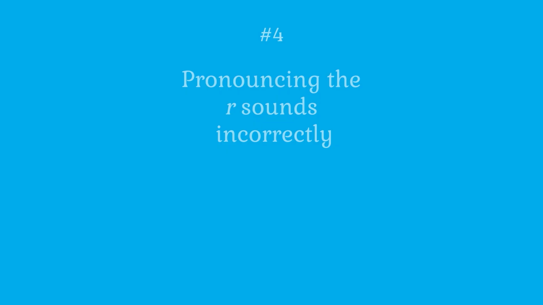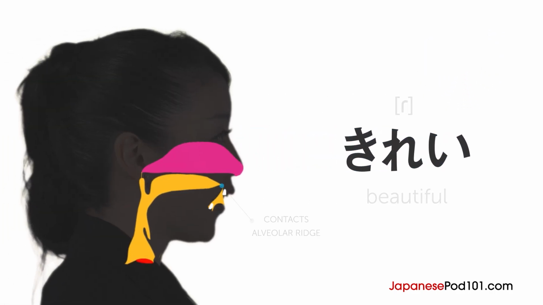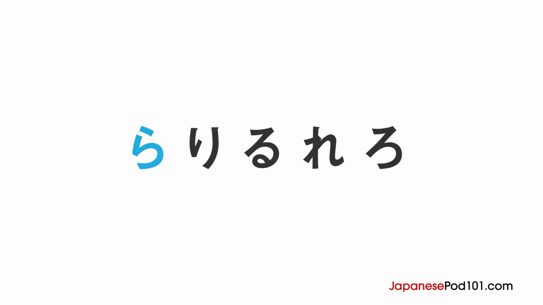Number 4. Pronouncing the R sounds incorrectly. Try to read this Japanese word out loud. Kirei, beautiful. Kirei, kirei. Did you pronounce it correctly? English native speakers often pronounce it like the R sound in English. You should lightly tap the roof of your mouth with the tongue, but don't roll it. It's closer to an L in English. Listen carefully. Ra, ri, ru, re, ro. We'll tackle this in Lesson 5.